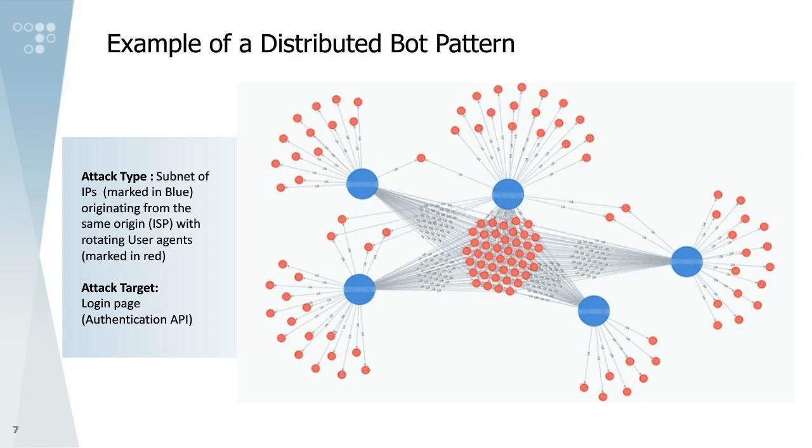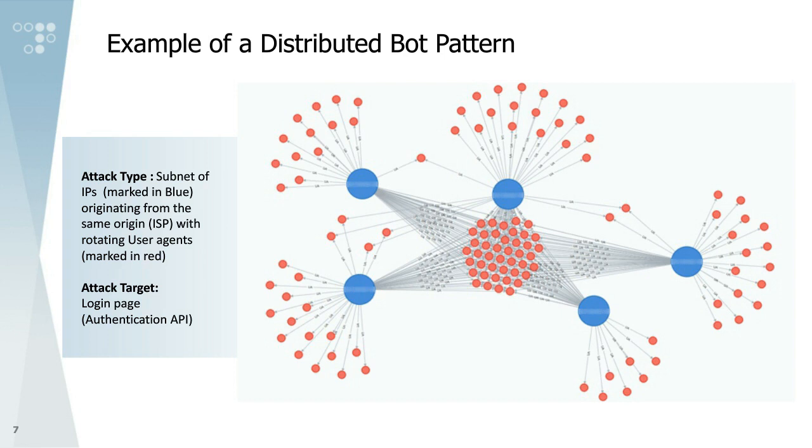Example of a typical distributed bot which rotates its IP addresses and user agents. Each cluster is a set of user agents and IP subnets. All IPs come from a single ISP, but using different user agents in rotation to evade the detection of the security solution and perform account takeover attacks in this case.